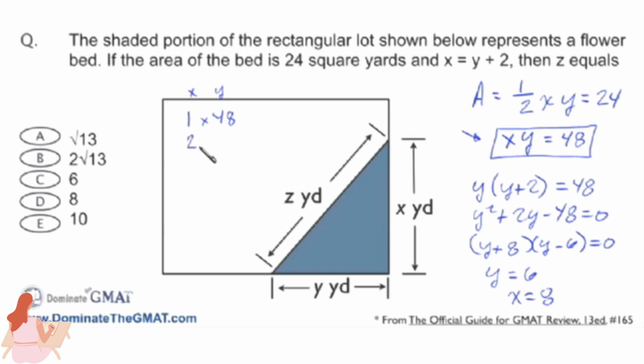We could do 2 times 24. It could be 3 times 16. It could be 4 times 12, right? 5, 6. It could be 6 times 8, right? Those are the possible values.